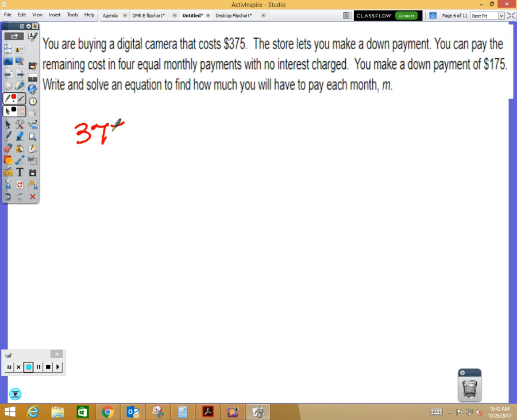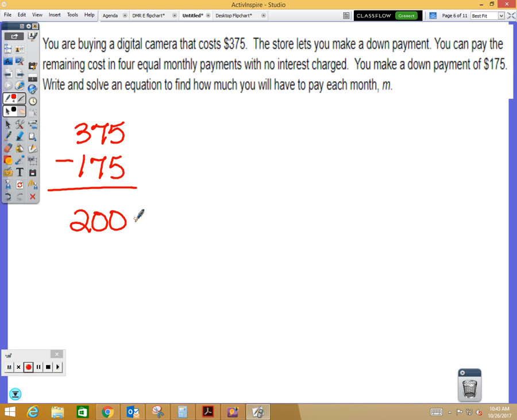$375, the total cost of the camera minus my down payment, which is going to give me $200. $200 is how much I have left to pay on this camera before I get it. And I'm going to be paying this amount in equal monthly payments. And it says that it's going to be 4 equal monthly payments. So how do I know what each payment is?